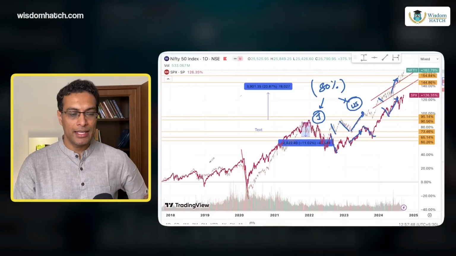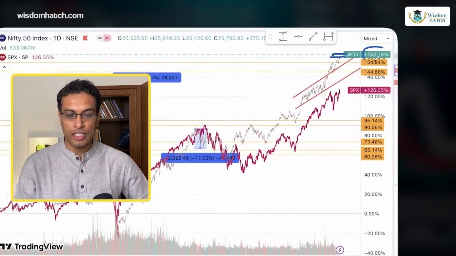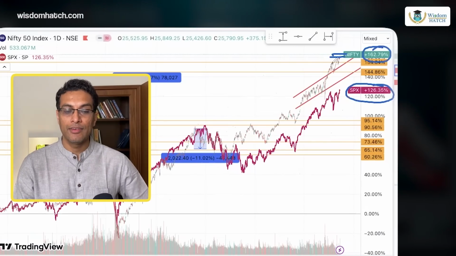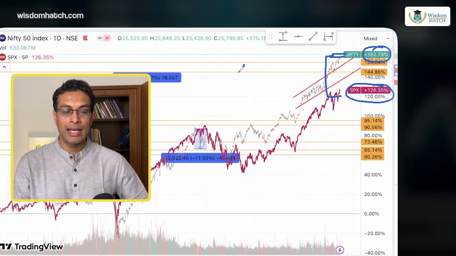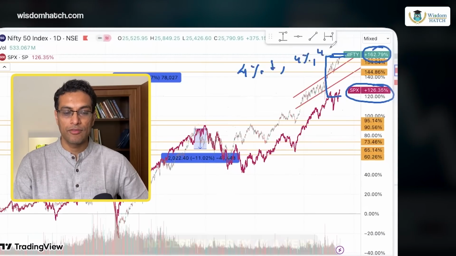The second key point is that now you might look at this graph and say, yaar, you know what, Indian market ने तो 162% return दिया है, SPX ने 126% return दिया है. Well, have you accounted for rupee depreciation? Because INR depreciates by 4% a year, on every single year basis, 4%, 4%.